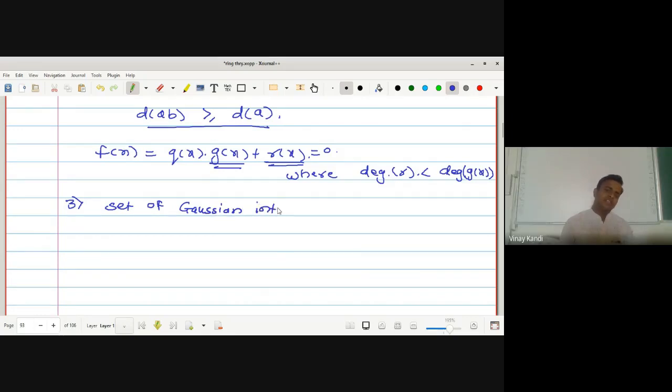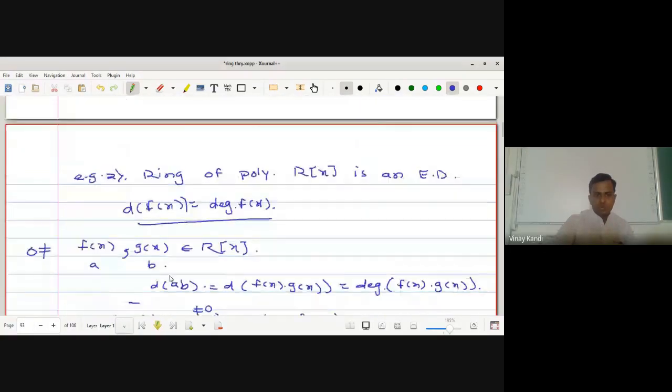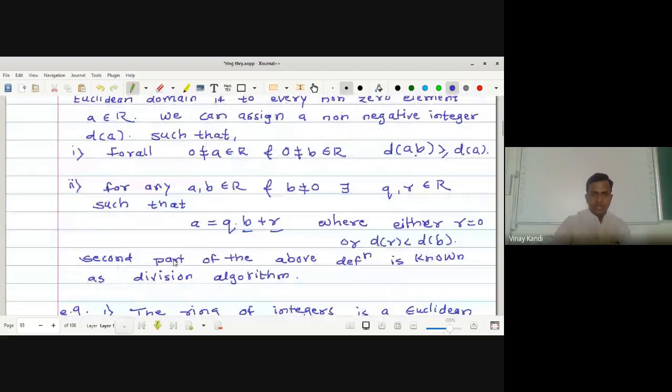Gaussian integer. The set of Gaussian integers is defined as a plus ib such that a and b belong to Z, and we define the function d of a plus ib as a square plus b square. If I define the function like this, it satisfies both the conditions of a Euclidean domain. You can check this yourself.